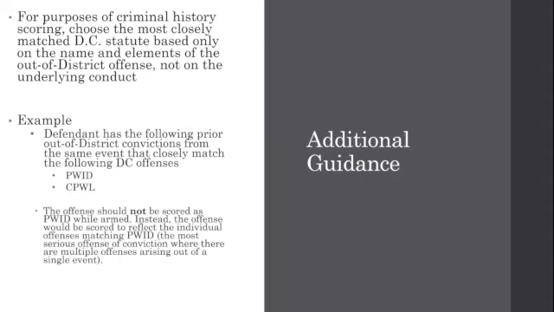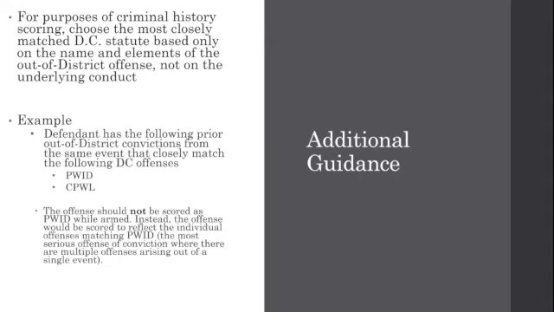One great question we received, I think, also illustrates these issues very well. So a defendant has a prior out-of-district conviction from the same event, but again, multiple convictions, and they closely match the following DC offenses: possession with intent to distribute and carrying a pistol without a license. Remember, these are two separate offenses. The question was whether this should ultimately be scored as possession with intent to distribute while armed, right? That makes sense. Possession with intent to distribute, you know, this person also was carrying a pistol without a license. But keep in mind, this defendant did not, in this out-of-district case, plead to that. So ultimately, they pled to this as two separate offenses.